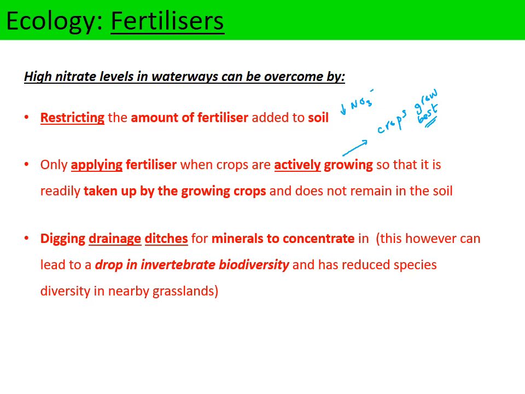It's also possible to dig drainage ditches that surround the cropland for these minerals to concentrate in. That prevents the minerals, maybe the nitrate ions, from leaching into the watercourse itself, and they tend to concentrate and accumulate within these ditches that can then be emptied. That can, however, sometimes have a knock-on effect on the invertebrate biodiversity, because obviously you build in these drainage ditches, which does disrupt some of the land further.